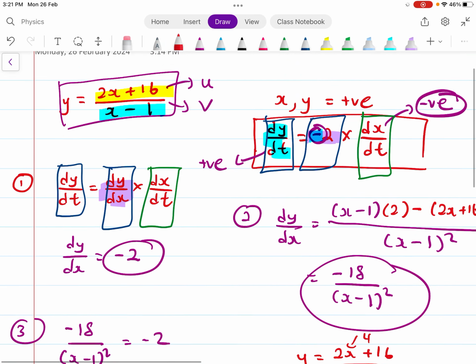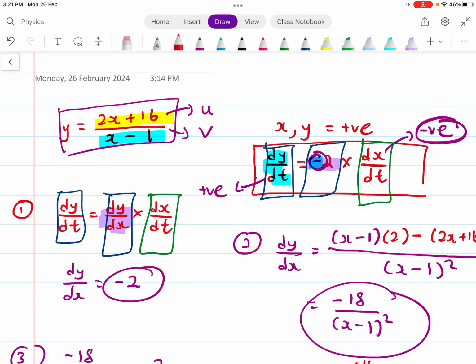The important thing is this: dy/dt is equal to negative 2 times dx/dt. Why is it negative 2? Let me repeat myself. dy/dt is positive because it's a rate of increase. Then dx/dt right here is negative because they say the rate of decrease of x, so I must put a negative sign associated with it. Since this is negative, you cannot just put 2. You must put negative 2, because the left hand side and right hand side must have the same sign. The left hand side is positive, so the right hand side must also be positive. That is how we do this question.